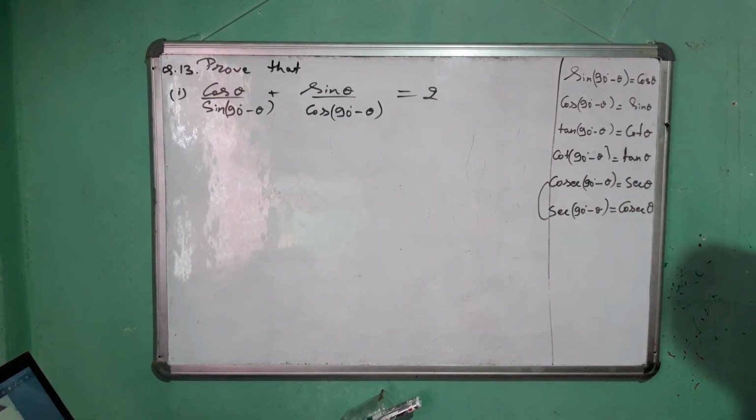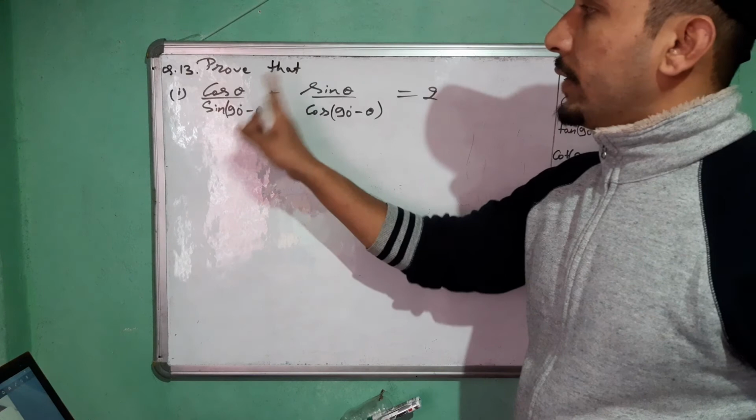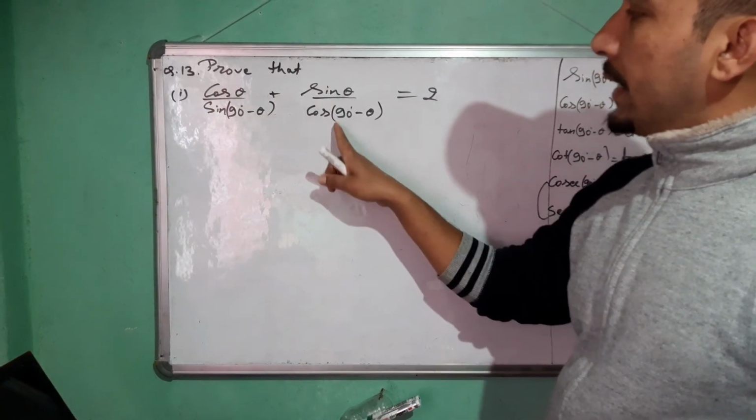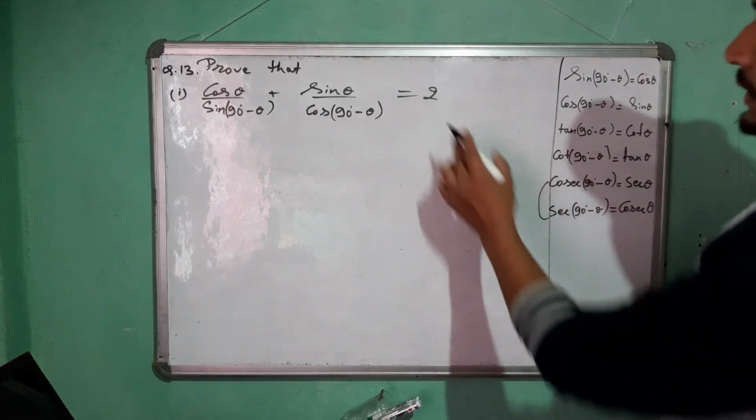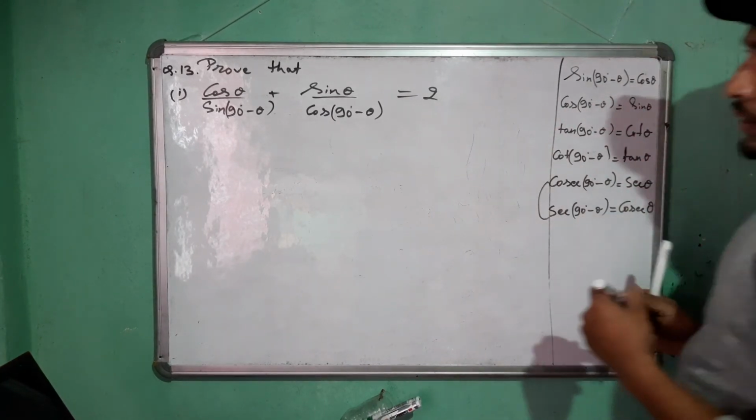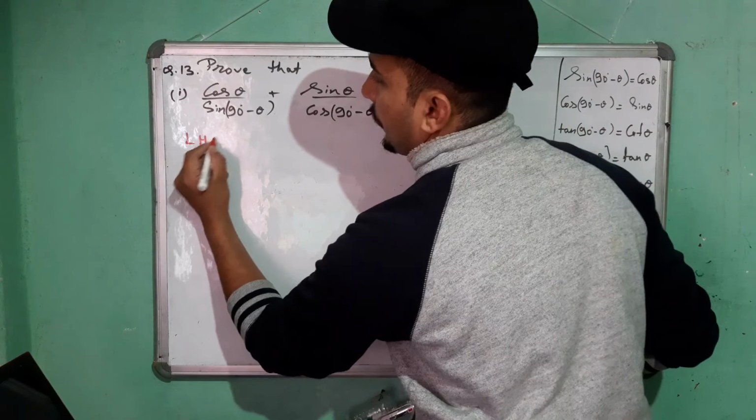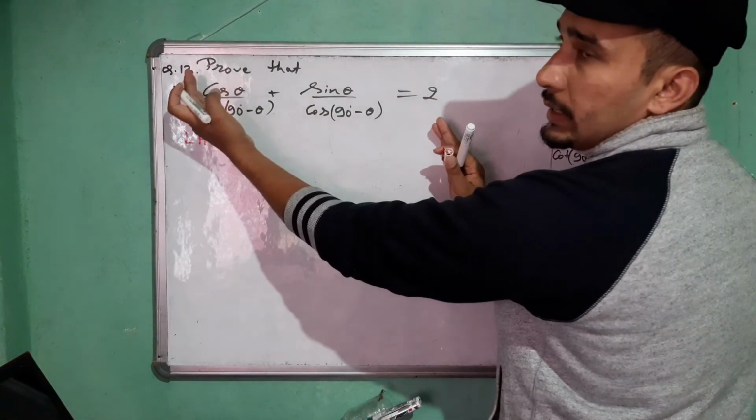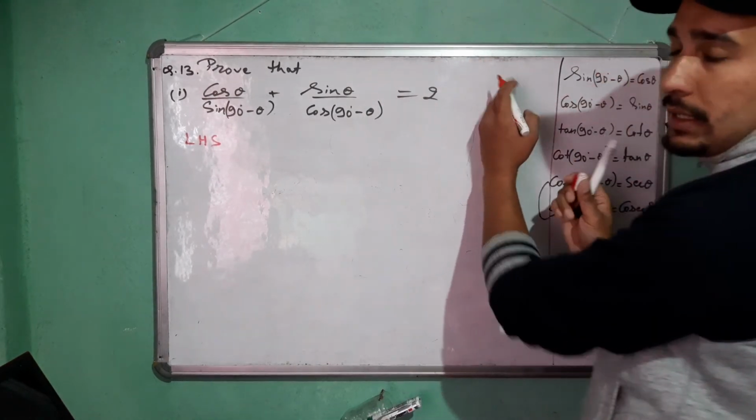Next question is question number 13. Prove that, number 1, cos theta divided by sin 90 degree minus theta plus sin theta divided by cos 90 degree minus theta is equal to 2. You have to prove. So from the left hand side, LHS, the part before the equals sign is the left hand side, and after the equals sign is the right hand side.